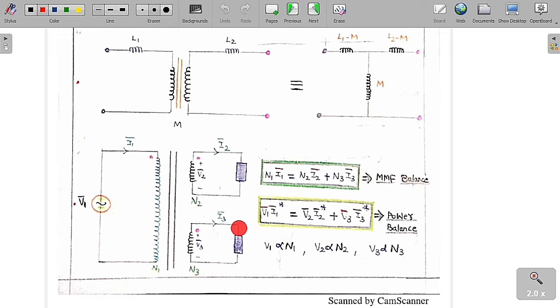Complex power is V I conjugate; the conjugate is only for the current. So V1 I1 conjugate is equal to V2 I2 conjugate plus V3 I3 conjugate. This is called the power balance equation or complex power balance equation. You can go for the MMF balance or you can go for the complex power balance; you are going to get the same result.